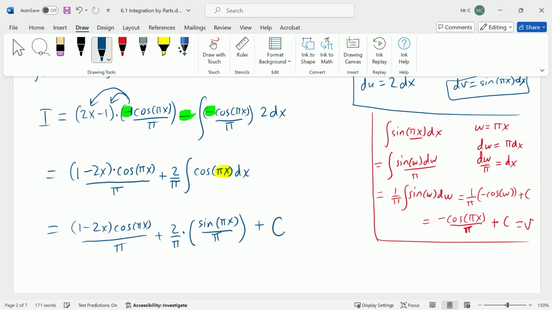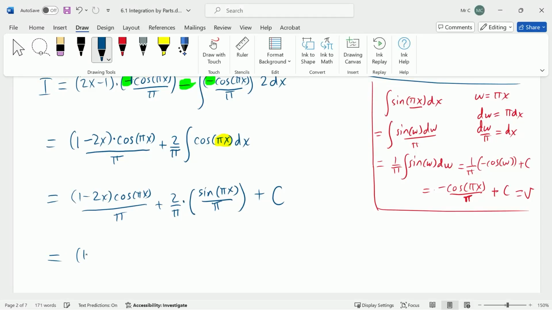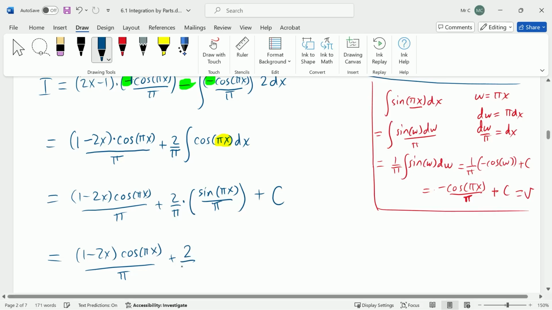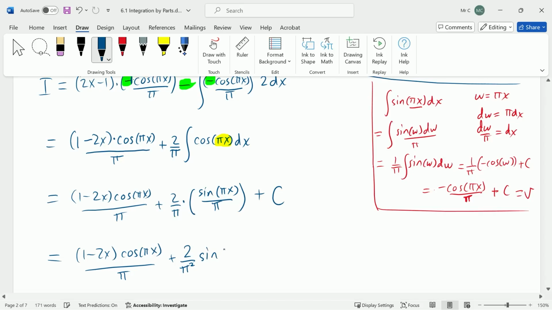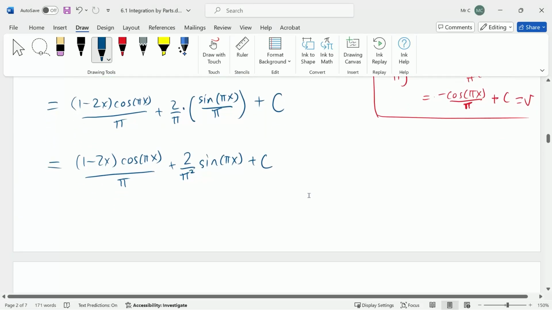And now that all of our antiderivatives are done, we'll just tack on our constant of integration at the end here. Now, that answer would have been totally fine, but I'll write this in a slightly simplified way. So I've got 2 over pi, and then in the denominator, this is being multiplied by pi again. So I'll write this as 2 over pi squared times sine of pi x plus c. Okay, all done with that one. Let's move on.